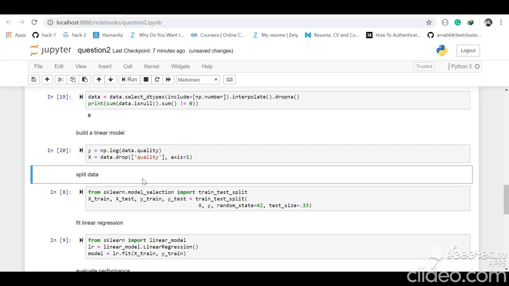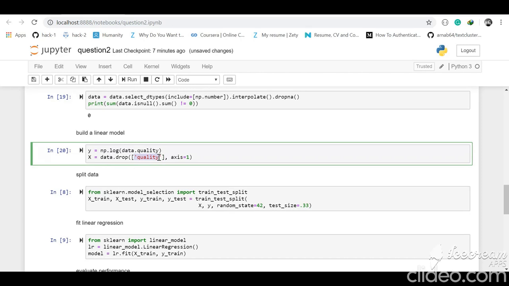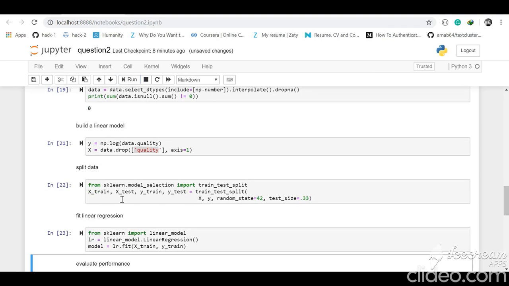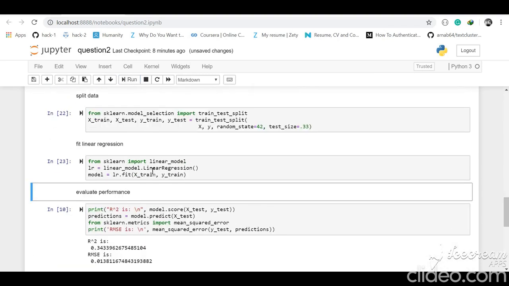To build a linear model, we have removed the quality because quality is going to be our target, and split the data by 33%. That is, out of 100 data points, 67 data points are going to be our train data, and 33 is going to be our test data. And fit a linear regression. We have made the linear regression from sklearn.